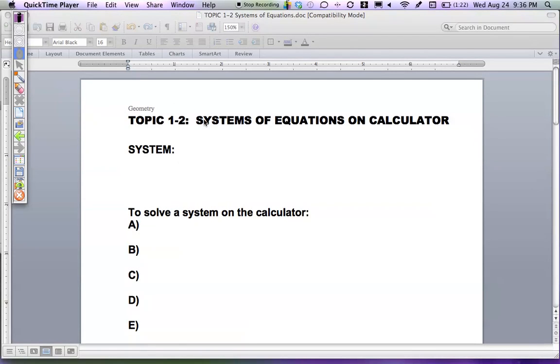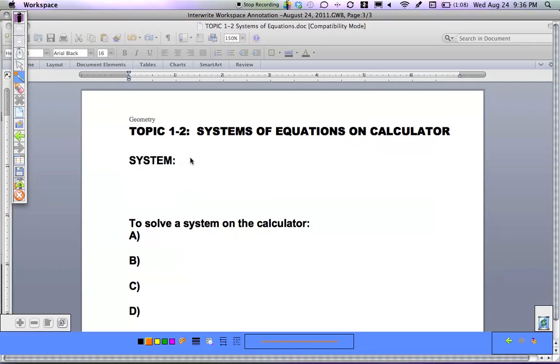When solving a system of equations, first of all, you have to know what a system is. A system of equations is simply two or more equations. And usually those are equations of lines, which we sometimes call linear equations.